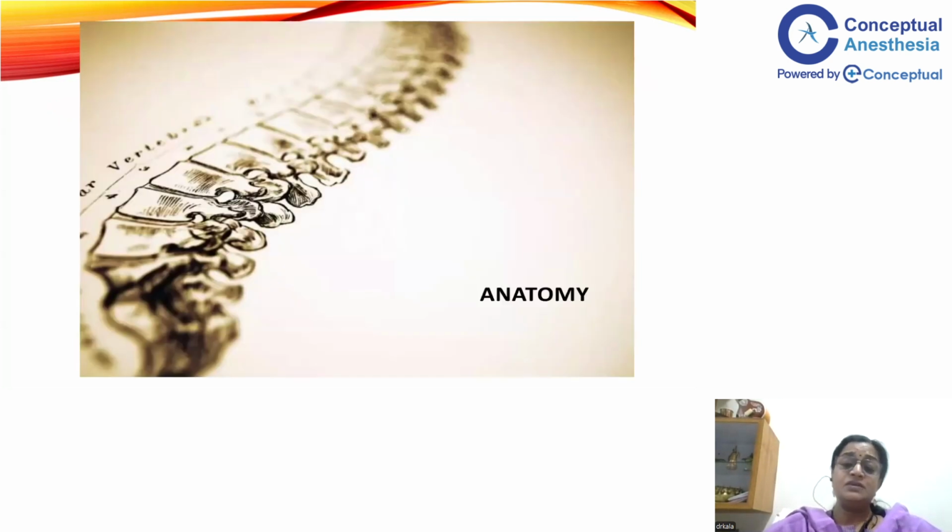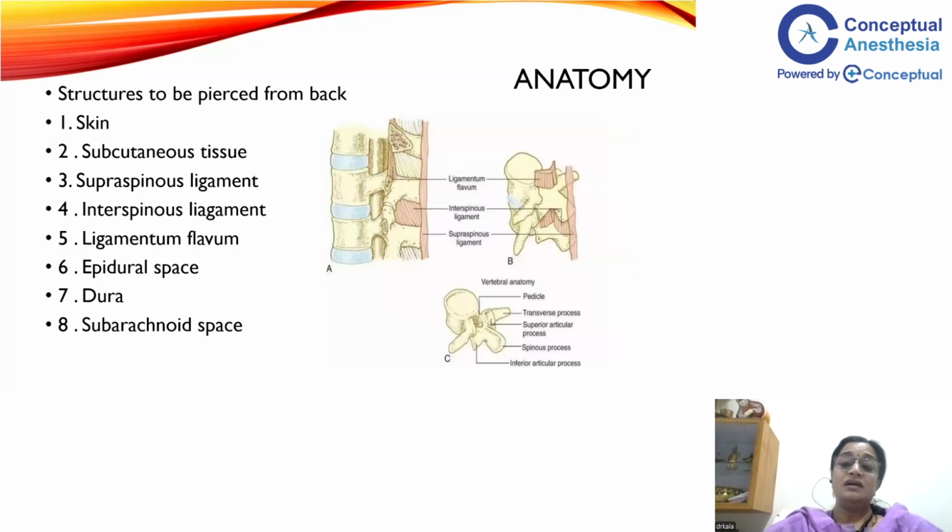Now, for this, you have to understand the anatomy of the spinal canal. What are the structures which we pierce? For all practical purposes, here we are discussing lumbar spinal anesthesia. So the structures to be pierced from behind are the skin, subcutaneous tissue, the supraspinous ligament, the interspinous ligament, and then the ligamentum flavum.